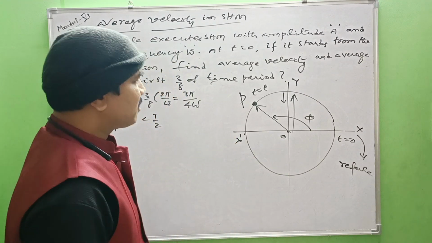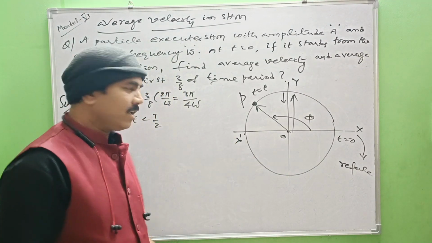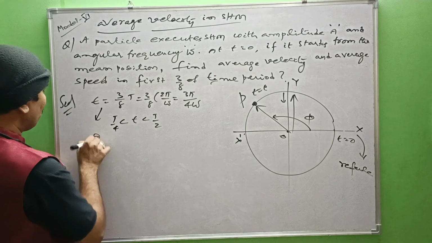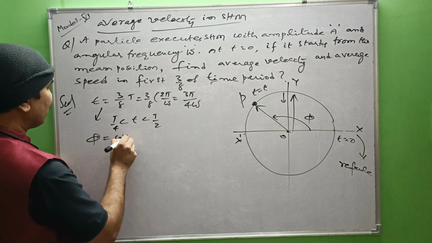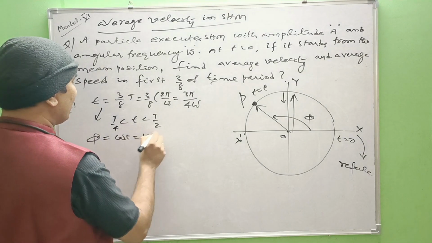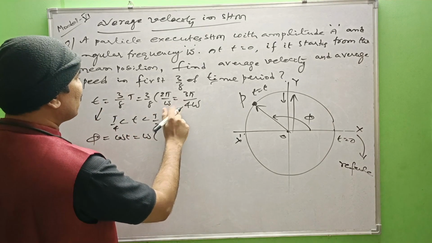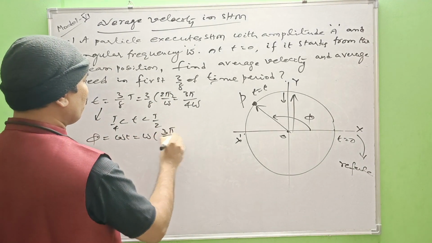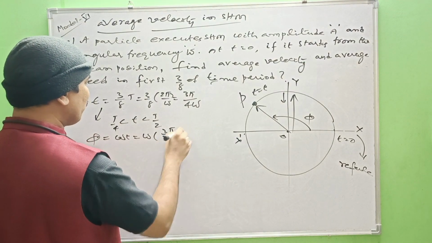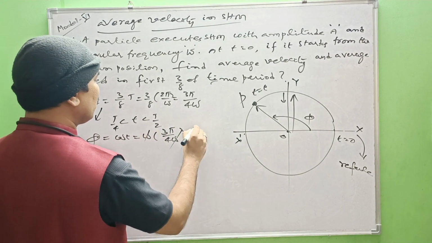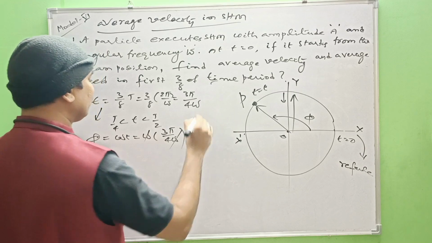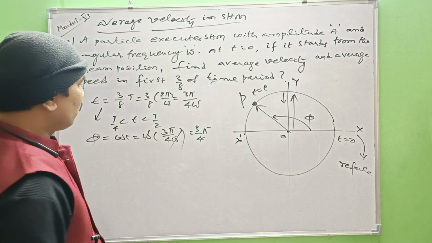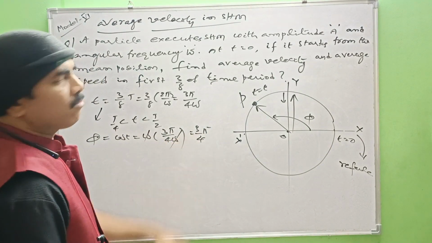How to get that phase? We know that phi equal to omega t, right? So phi equal to omega t, that is omega into t means what? T equal, in other words, 3 pi by 4 omega, that is omega cancel, phi equal to 3 by 4 pi, right? That is 3 pi by 4.